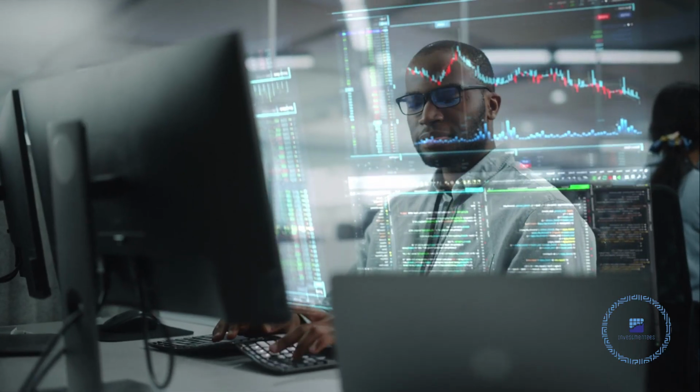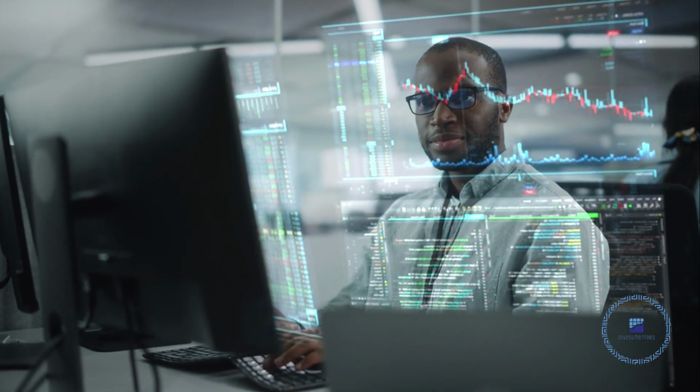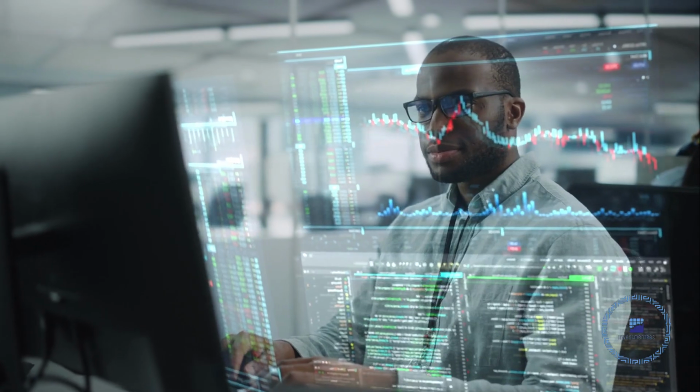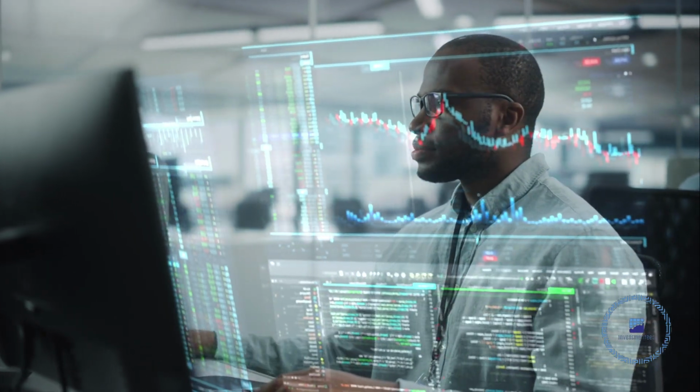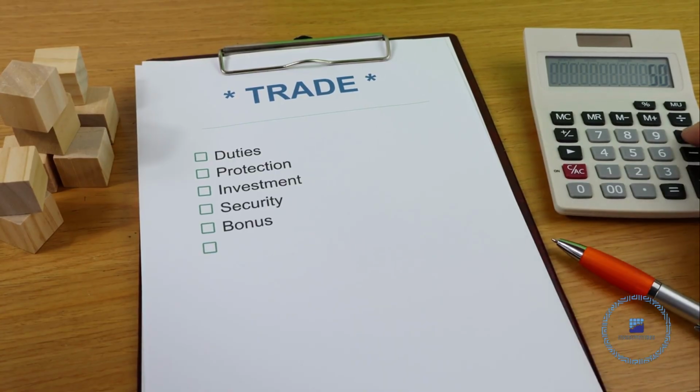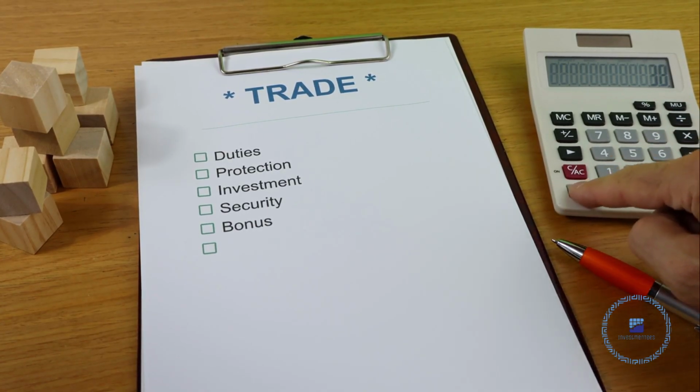By combining the 3-to-1 rule with technical analysis, beginners can make data-driven decisions rather than guessing, which is essential for sustainable trading. Now that you understand the 3-to-1 rule and how to calculate risk and reward, let's discuss how to implement it in real trading scenarios using Apple stock as an example.